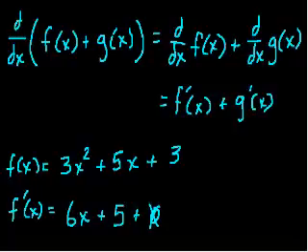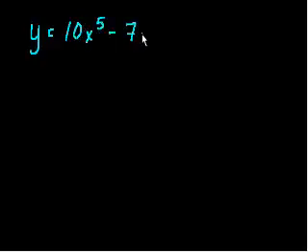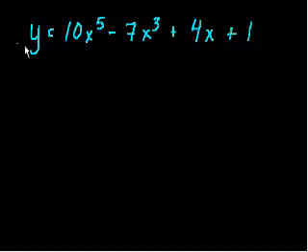Let's do some more. I think the more examples we do, the better. And I want to keep switching notation so that you don't get daunted whenever you see it in a different way. Let's say y equals 10x to the 5th minus 7x to the 3rd plus 4x plus 1. So here we're going to apply the derivative operator. So we say dy over dx, which is Leibniz's notation.